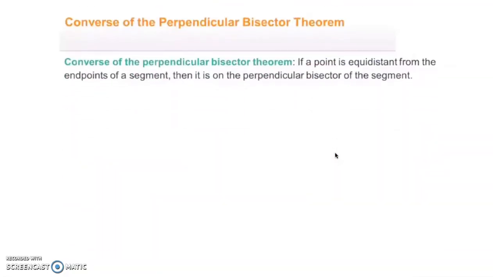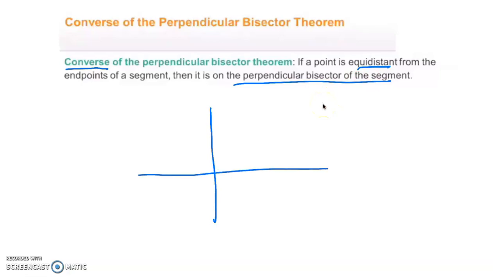So the converse of the perpendicular bisector theorem is the same. Converse means the opposite. So it says if the points are equidistant, then it's on the perpendicular bisector. So if I have a line and I have a segment right here, and I say, well, that is definitely not a bisector. Let's try that again.